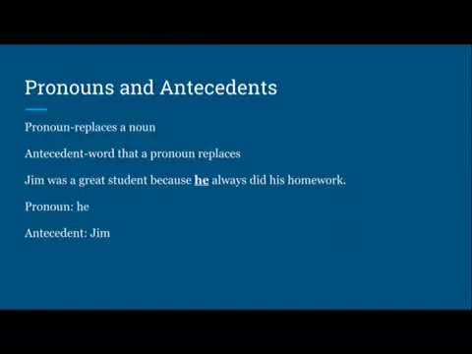First, you need to know the difference between pronouns and antecedents. Pronouns are words that replace a noun, and an antecedent is a word that a pronoun replaces. For example, in the sentence, "Jim was a great student because he always did his homework," the pronoun used is "he," and the antecedent is Jim because "he" is replacing Jim.